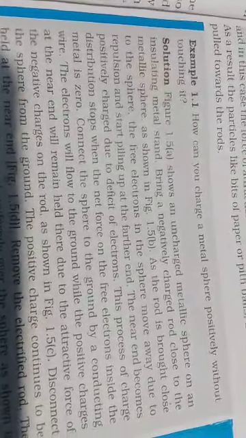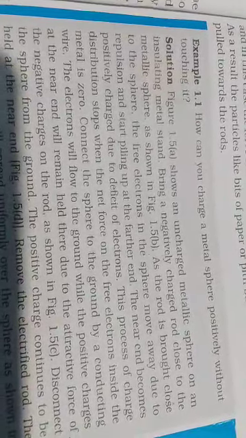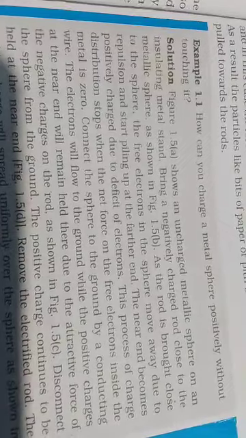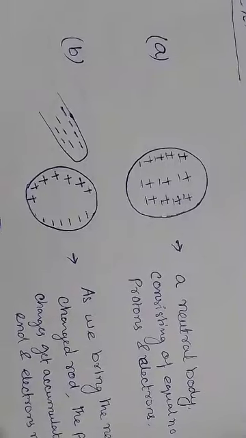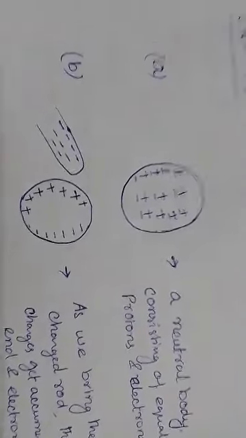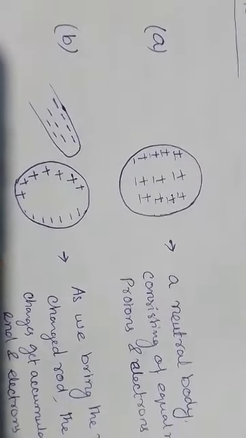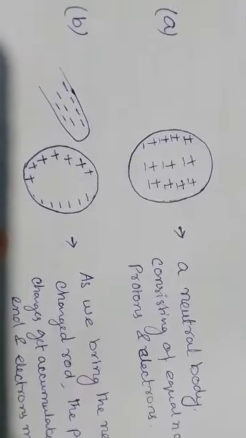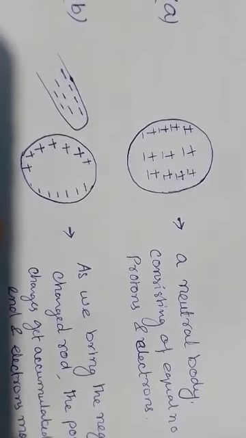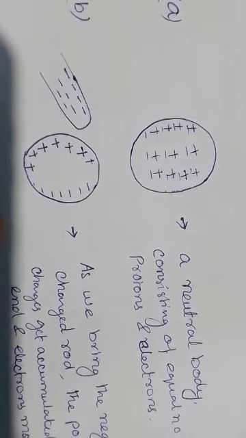This is the example 1.1. How can you charge a metal sphere positively without touching it? For this, we are taking the metal sphere. So suppose this is the metal sphere and this metal sphere is a neutral body, and because it is a neutral body, it will consist of an equal number of protons and electrons.